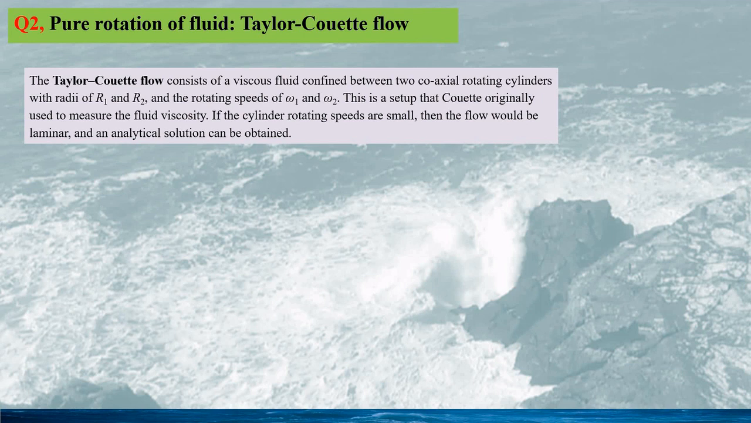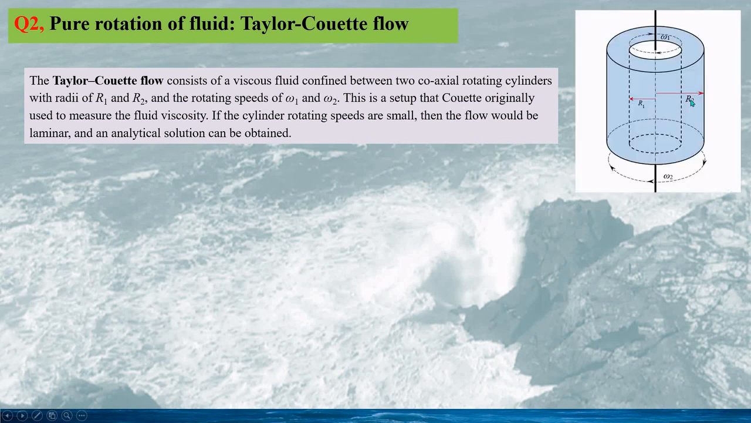Let's look at the special Taylor-Couette flow. The Taylor-Couette flow is confined between two coaxial cylinders with radii of R1 and R2, and these two cylinders could rotate at different speeds, omega-1 and omega-2. This is the setup Couette used to measure the fluid viscosity. We can assume the cylinder rotation speeds are small, thus the flow between the two cylinders would be laminar, and hence we can find an analytic solution for such a flow.